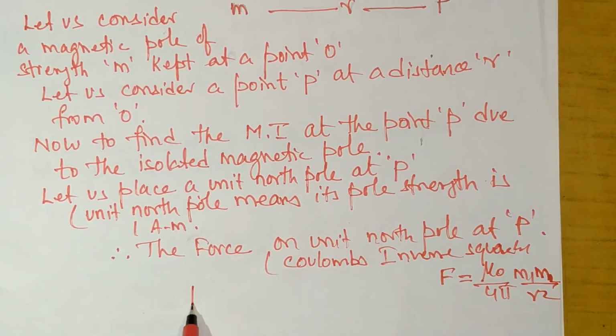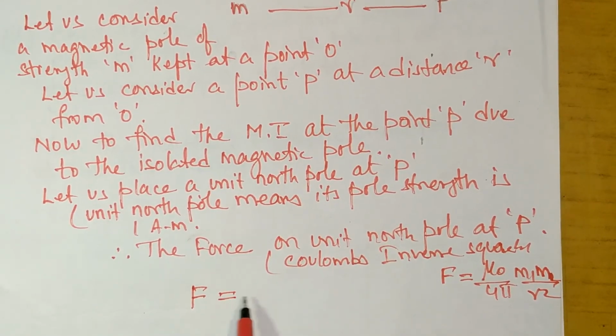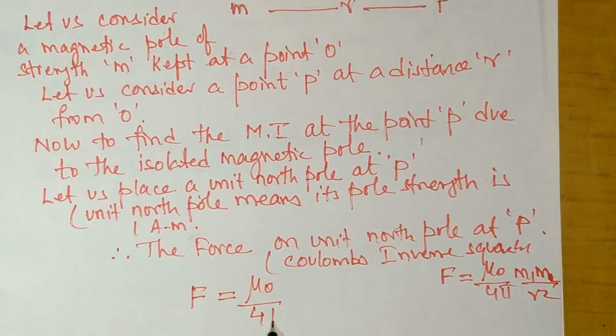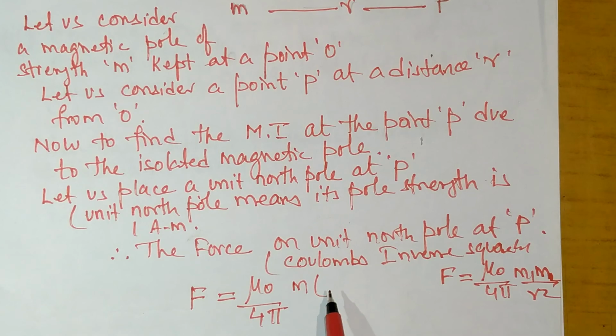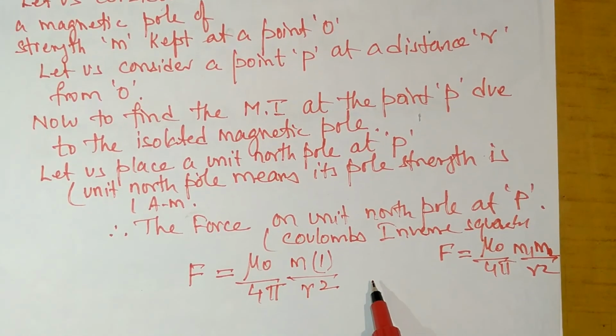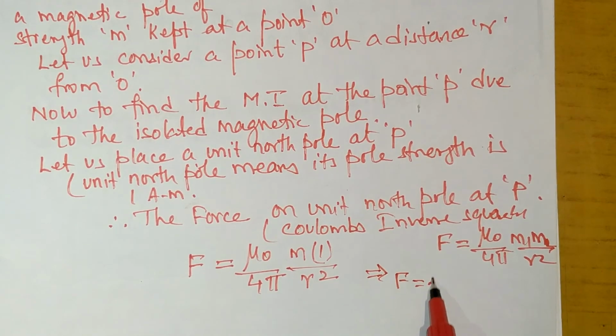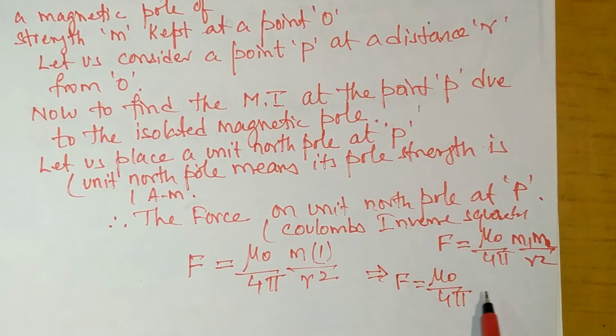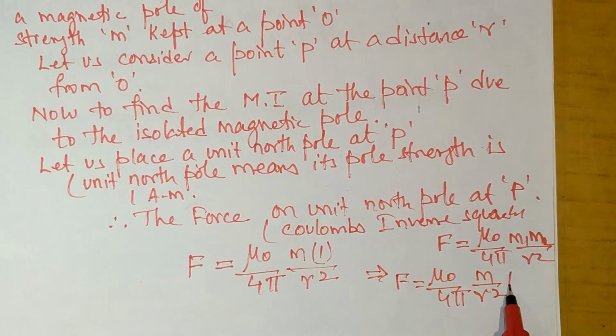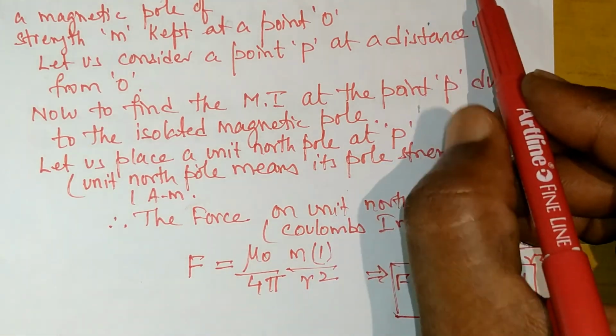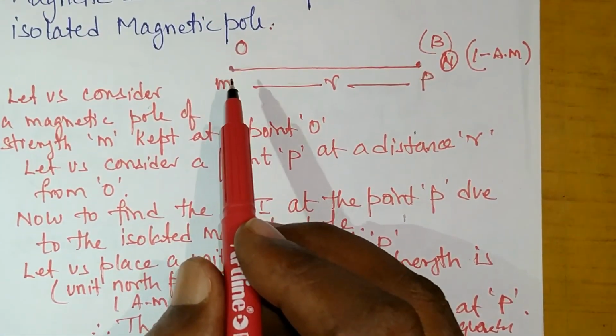Here, what will be the force at this point P? F is equal to mu naught by 4 pi. Here, the pole strength is how much? M. So, instead of m1, I will substitute m. The other pole strength is 1, and the distance is R square. So, the force at P is F is equal to mu naught by 4 pi m by r square newtons. This is the force experienced at this point P due to this magnetic pole.